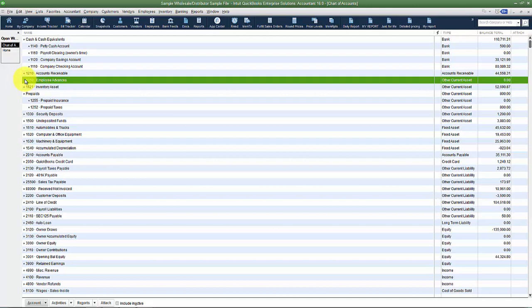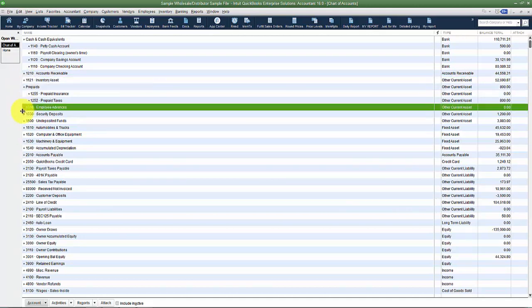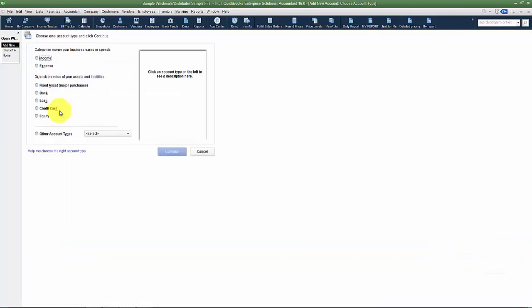So these are not really prepaids. These are kind of like other current receivables. So I'm going to go ahead and create one called current receivables. So it's going to come down here to an other current asset.